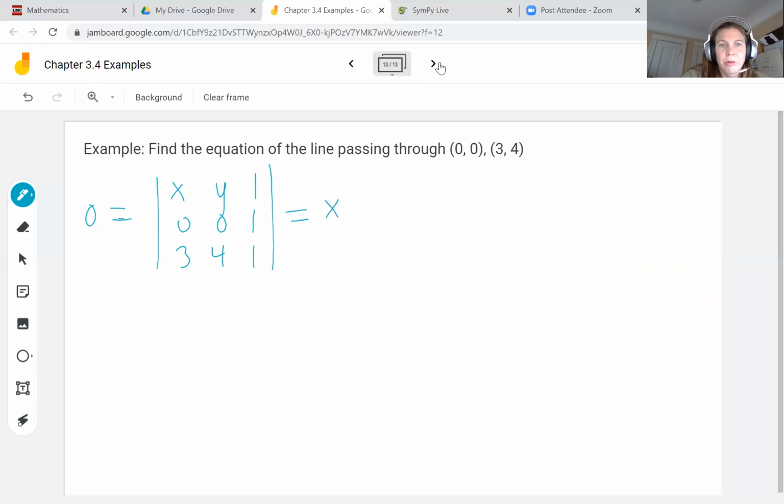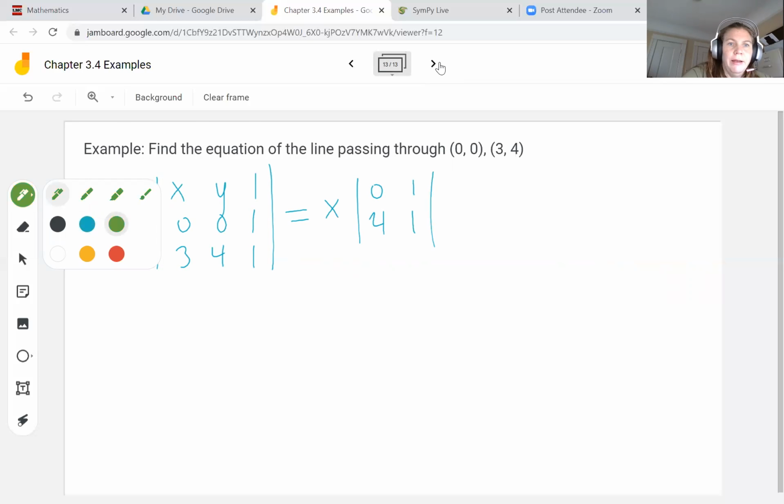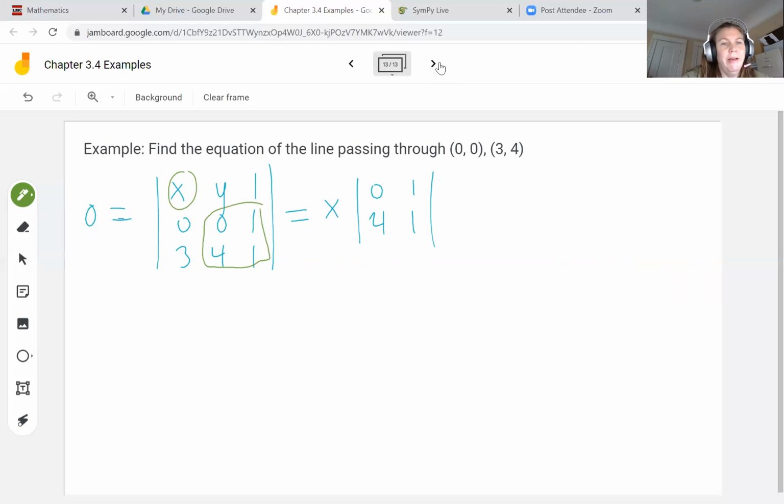So we're going to have x multiplied by the determinant 0, 1, 4, 1. So see that I am just taking x here and using the cofactor when I take out row 1 and column 1. And then we know y is going to be a minus. So this will be minus the determinant of 0, 1 and 3, 1. And then we know the last term will be a plus 1 multiplied by the determinant of 0, 0 and 3, 4.